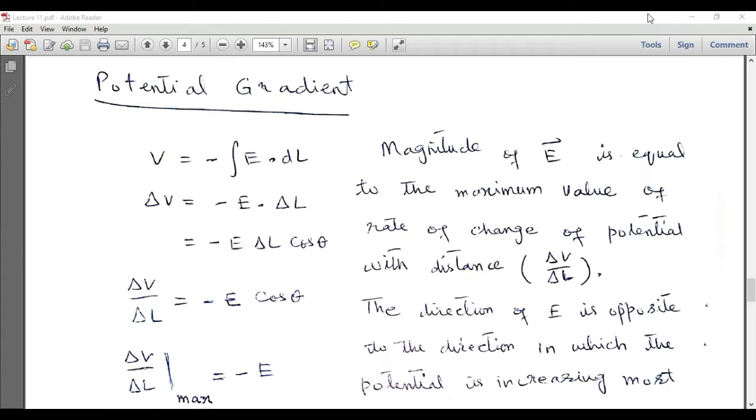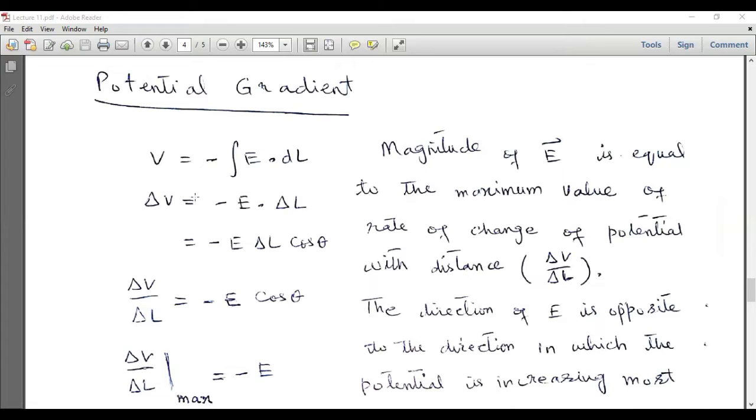In this lecture, I will move forward in taking the discussion of energy and potential, and today I will discuss another term which is called potential gradient. So in order to explain the concept of potential gradient, I will start from the basic mathematical expression of the potential difference. So potential is equal to minus line integral of E dot dl.